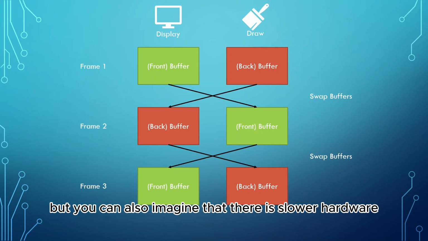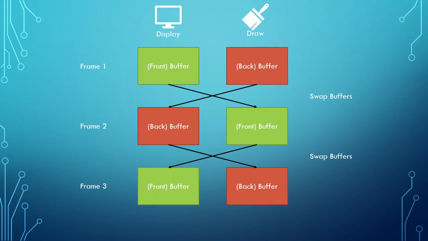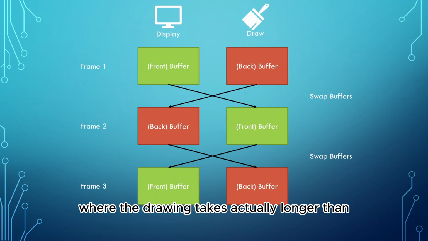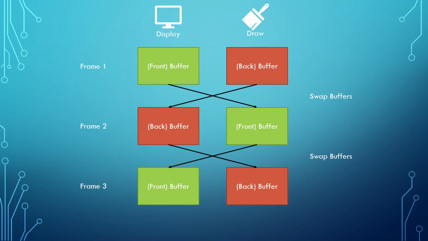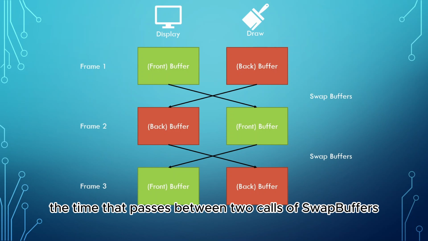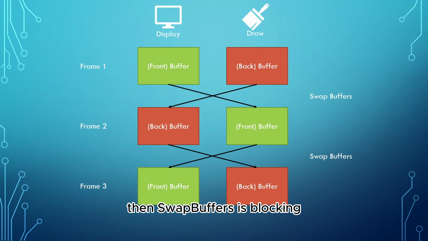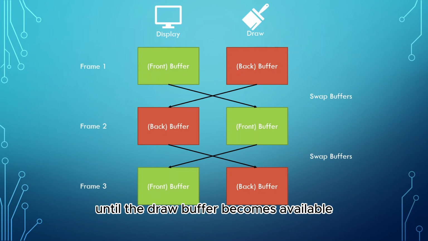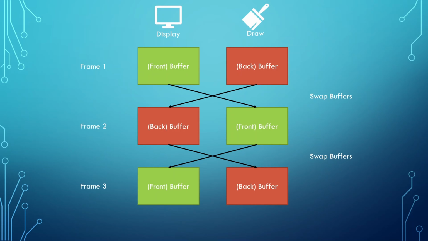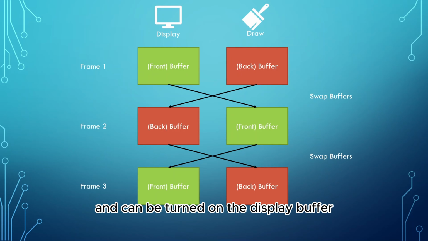But you can also imagine that there is slower hardware where the drawing takes longer than the time that passes between two calls of SwapBuffers. Then SwapBuffers is blocking until the draw buffer becomes available and can be turned into the display buffer.